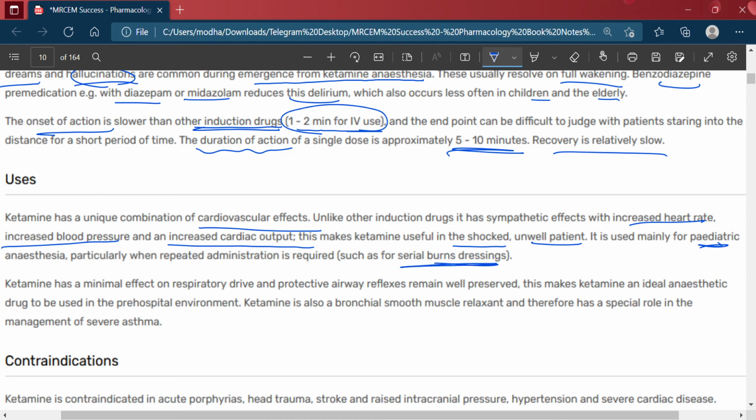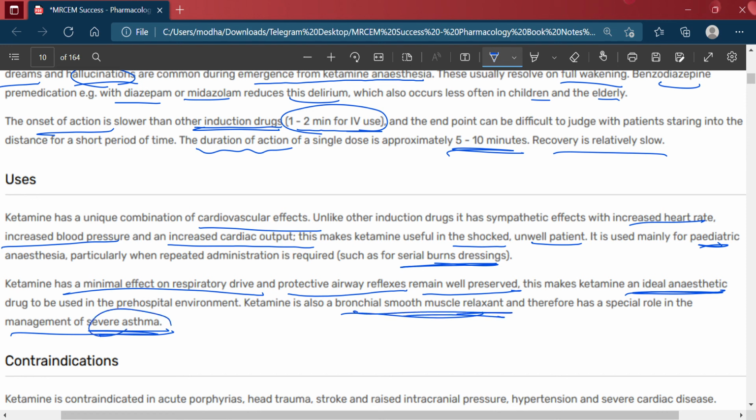Ketamine has a minimal effect on the respiratory drive, and protective airway reflexes remain well preserved. This makes ketamine an ideal anesthetic drug to be used in the pre-hospital environment. Ketamine is also a bronchial smooth muscle relaxant and therefore has a special role in the management of severe asthma.